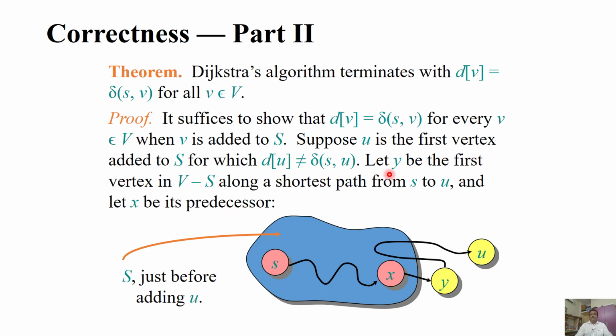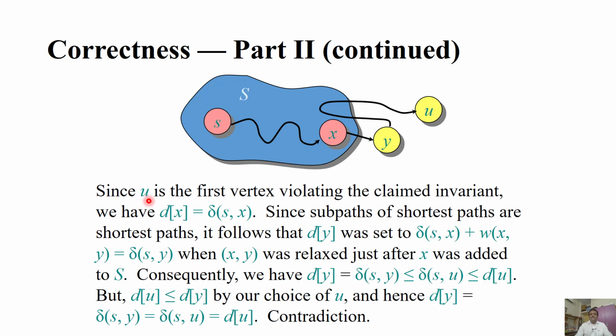Then there will be a vertex x in S and a direct edge to y, which is outside capital S. Let y be the first vertex in V minus S along a shortest path from S to U. So, on this shortest path, x is the predecessor, x is in capital S, and this is a direct edge, W of x comma y. Now, U is the first vertex which is violating the claim that du equals delta of S comma U. So, that means for x it is true.